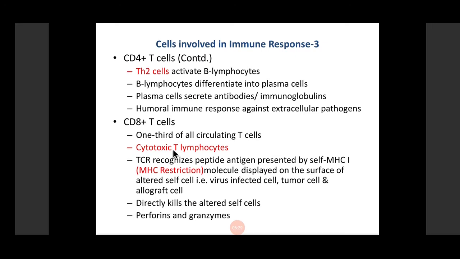One third of the circulating T lymphocytes are CD8 positive T cells. In contrast to helper T cells, CD8 positive T cells recognize antigen in context with MHC class 1. So similar to helper T cells, it cannot recognize antigen which is freely circulating. It has to recognize an antigen only when it is processed and presented by self-MHC class 1.